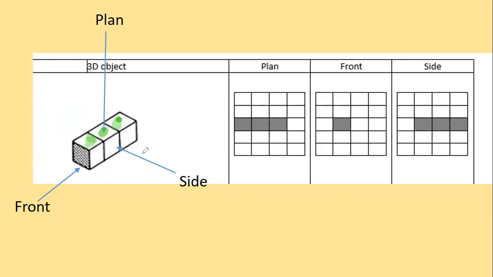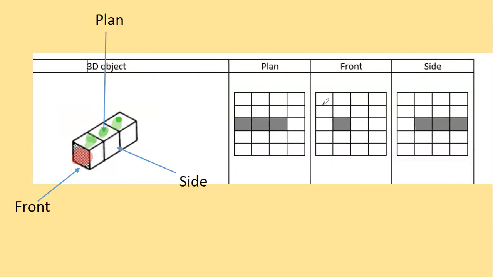The front and the side elevations, sometimes they are the other way around. Today we're always going to say that the front elevation is looking in from the left hand side in this way. Now if we were to look in this way, we'd only be able to see this red square here. Okay, so that's why over on the right hand side we've just got 1 square shaded in.